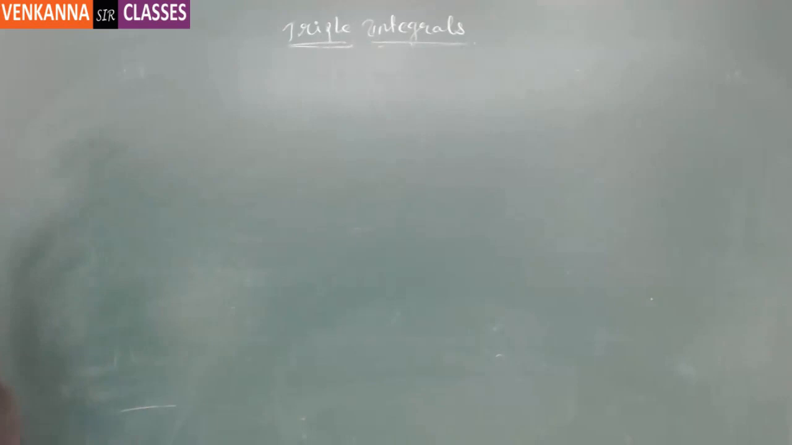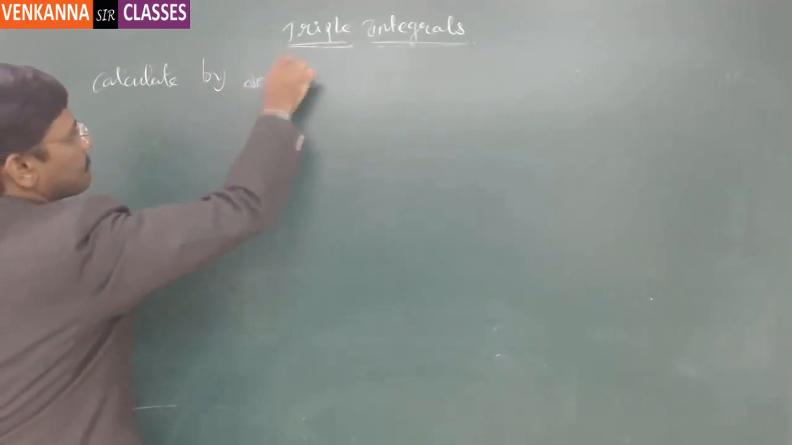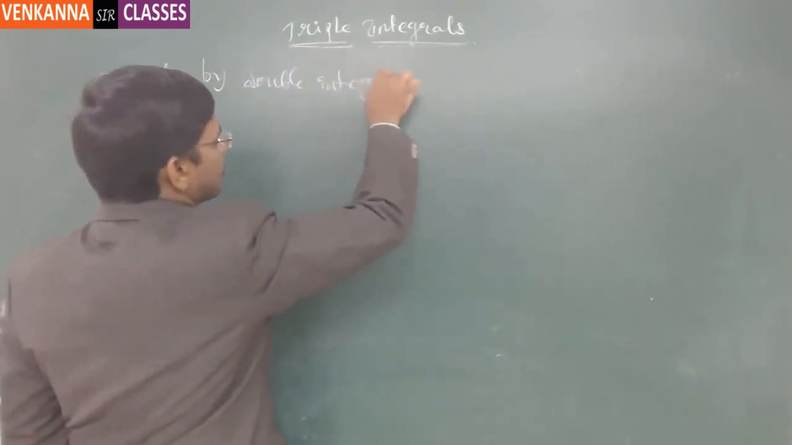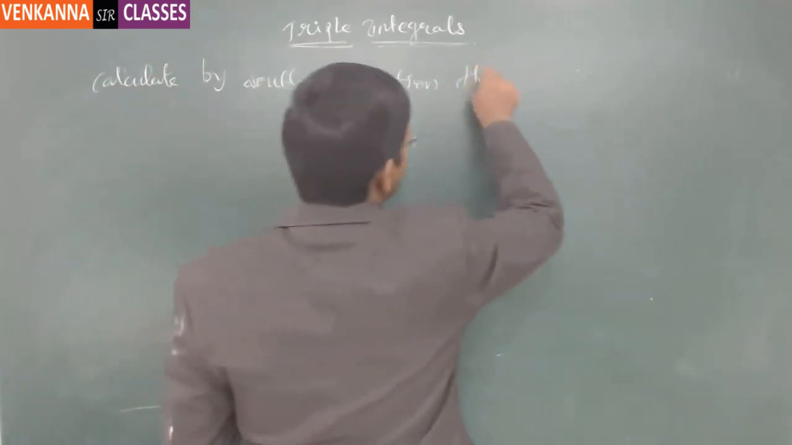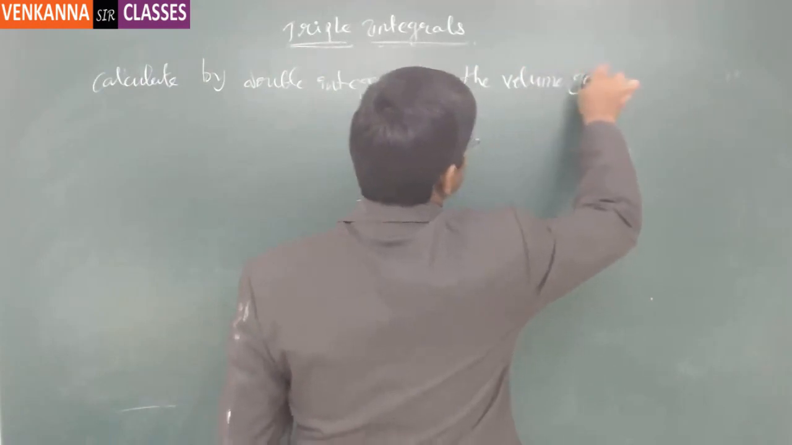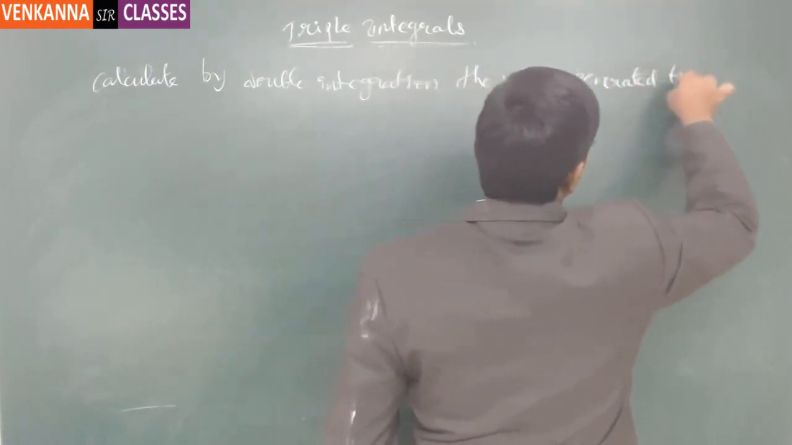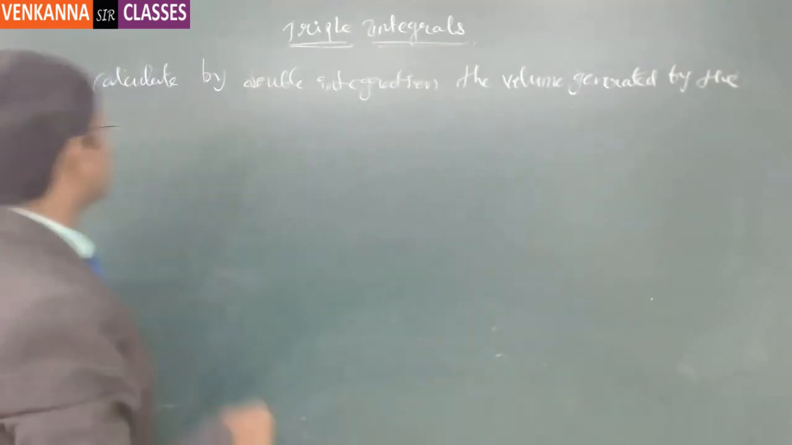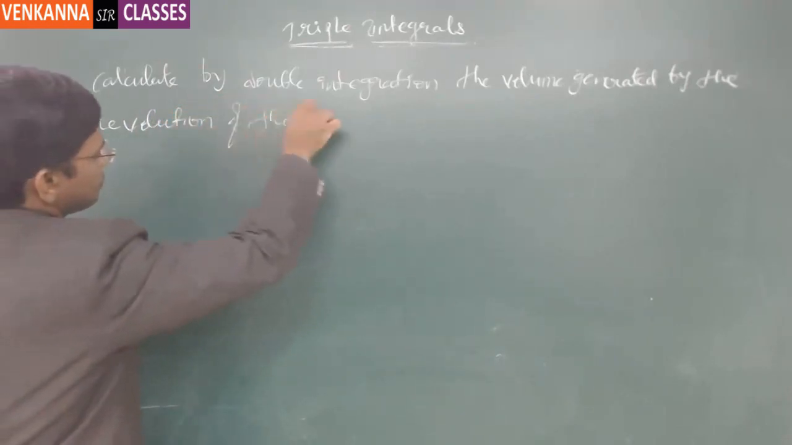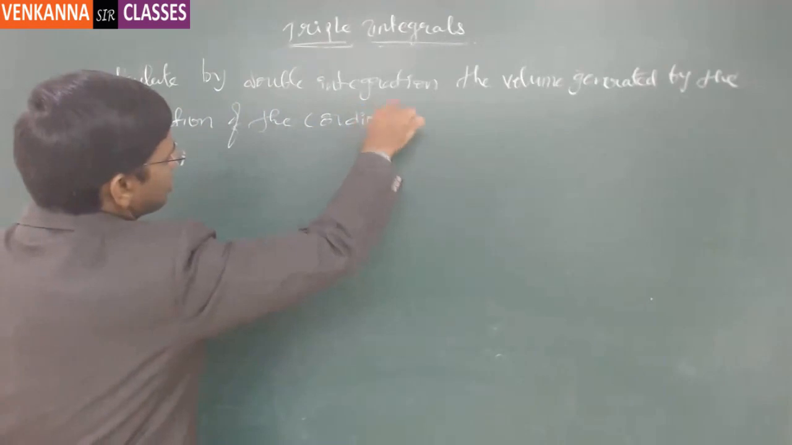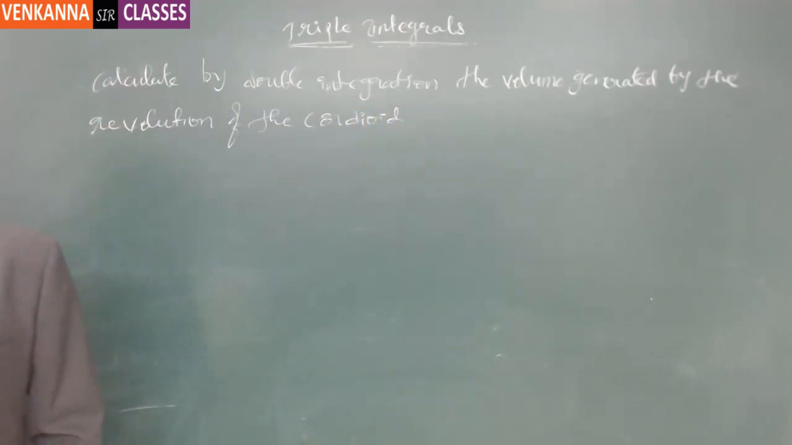Calculate by double integration the volume generated by the revolution of the cardioid R is equal to A into 1 minus cos theta about its axis.